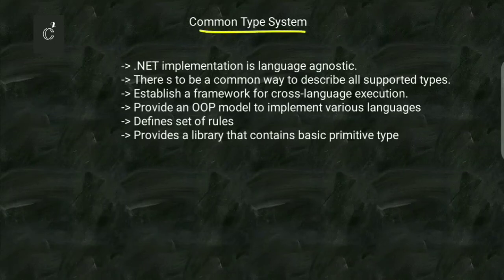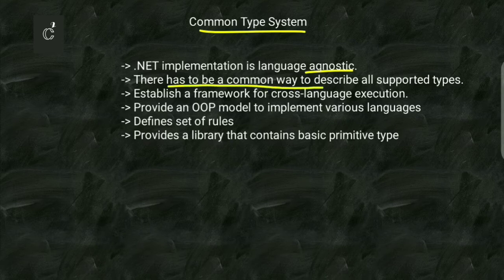Common type system. So .NET implements a language agnostic. So what do I mean by language agnostic? It is a program or a device which we could tell will receive data in multiple formats or forms, from multiple sources, and still it will process the data very effectively. So it doesn't just mean that a programmer can write the code in any language so that it can be compiled.